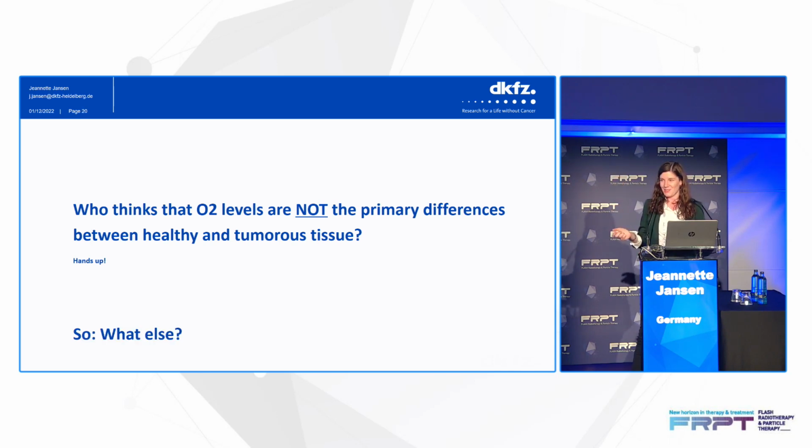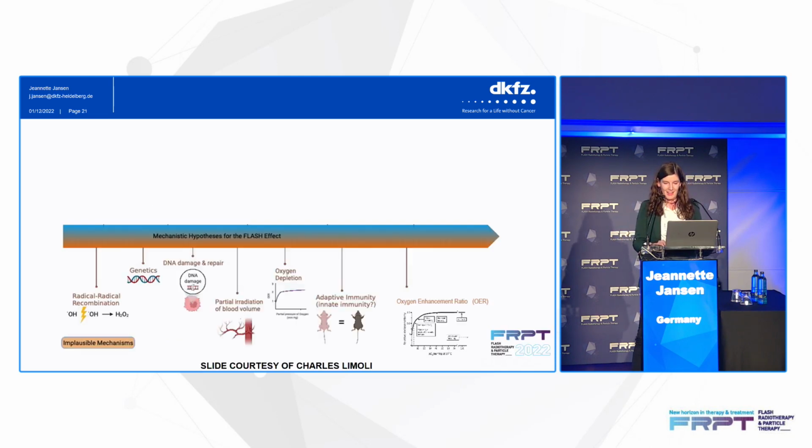So the question for flash is, what else? What else can it be then if it's not oxygen as a primary determinant? And here I would like to hand over to João when it comes to some other mechanisms that could explain it when it's not oxygen.